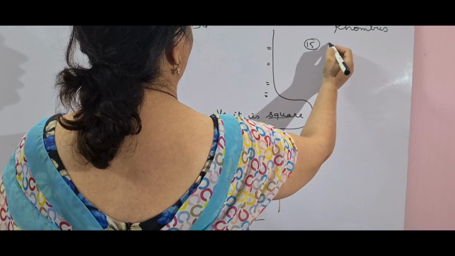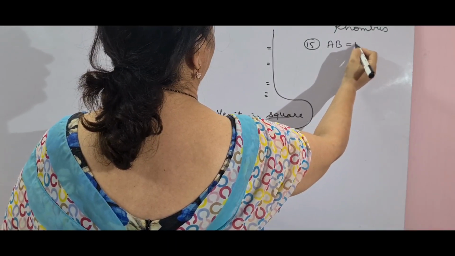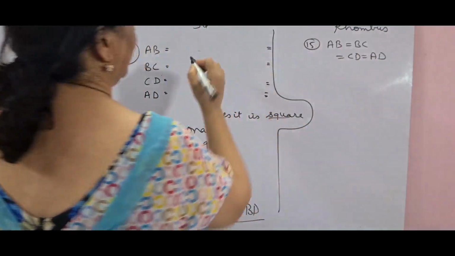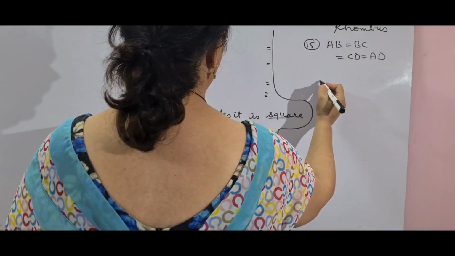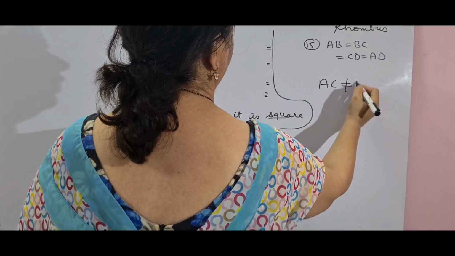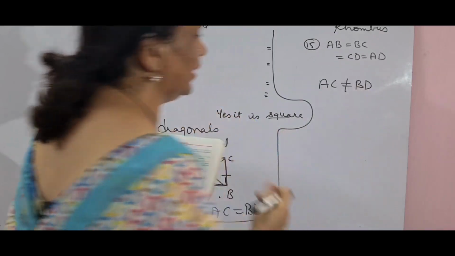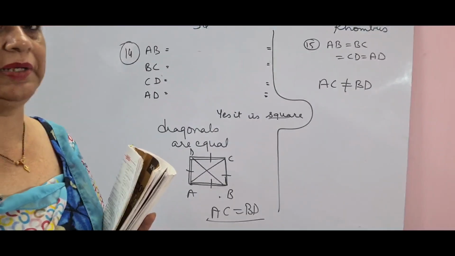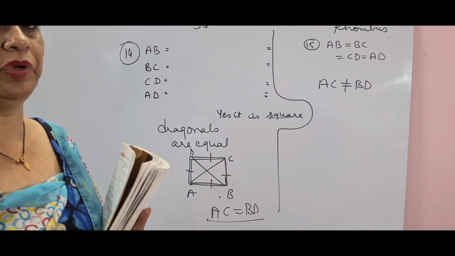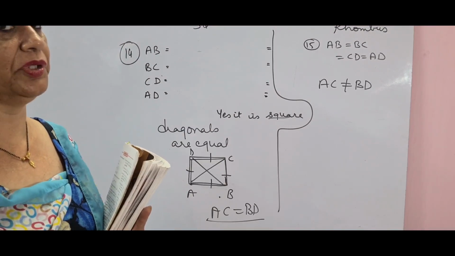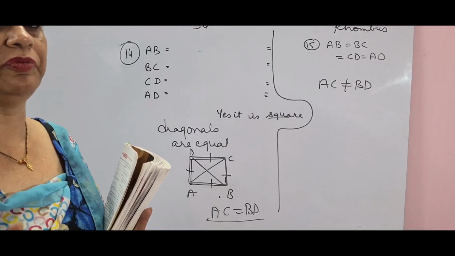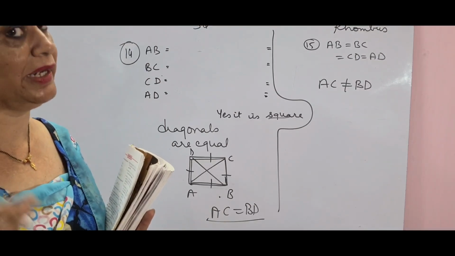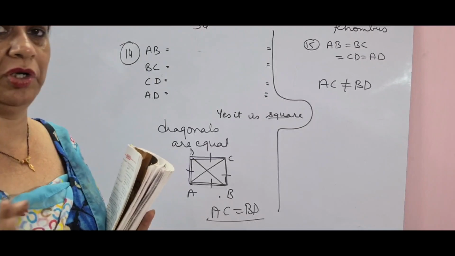In a rhombus, again all the sides will be equal. AB will be equal to BC, will be equal to CD, will be equal to AD, as in the square. But in a rhombus, diagonals will not be equal. AC will not be equal to BD. So remember children, whenever you have to prove the difference between the square and the rhombus, after getting the answer for all the four sides, you are going to get the answer for diagonals also. If you will not do it, you will not get full marks.